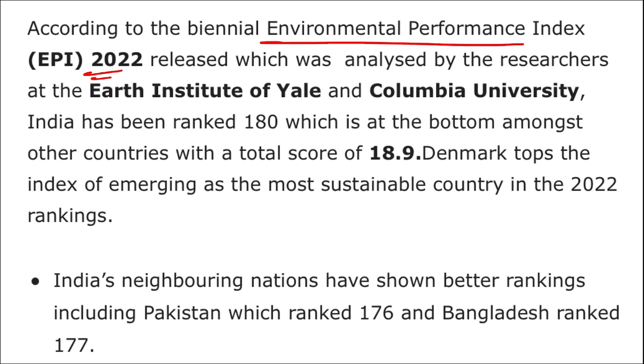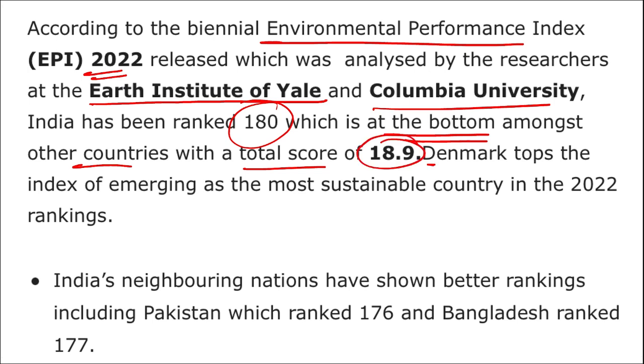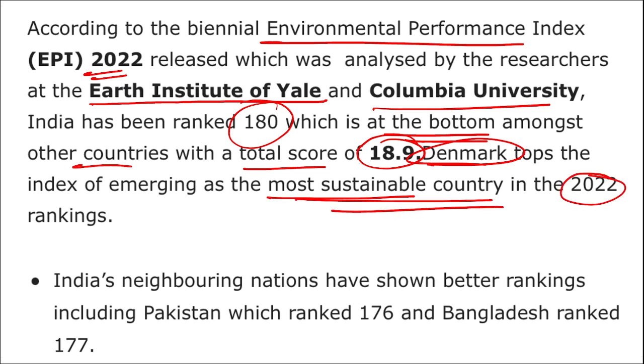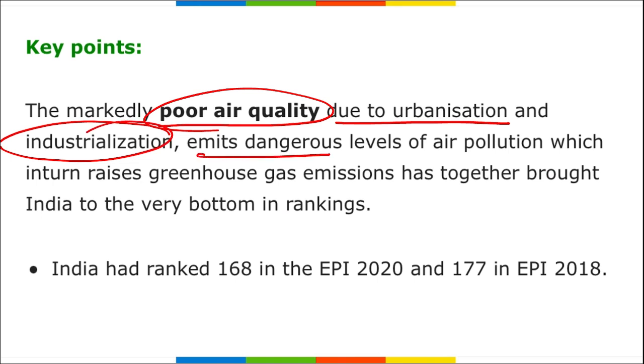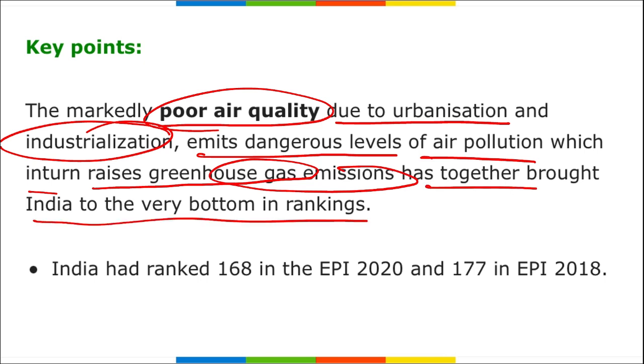The Environmental Performance Index 2022 was released by the researchers at the Earth Institute of Yale and Columbia University. India was ranked 180th, at the bottom amongst the countries, with a total score of 18.9. Denmark has secured the top position in this index and has emerged as the most sustainable country for the year 2022. As I told you, Pakistan was ranked 176 and Bangladesh 177. They had a better ranking than India, which was ranked 180. Poor air quality due to urbanization and industrialization, amidst dangerous levels of air pollution, which in turn raises greenhouse emissions, has together brought India to the very bottom in this ranking.